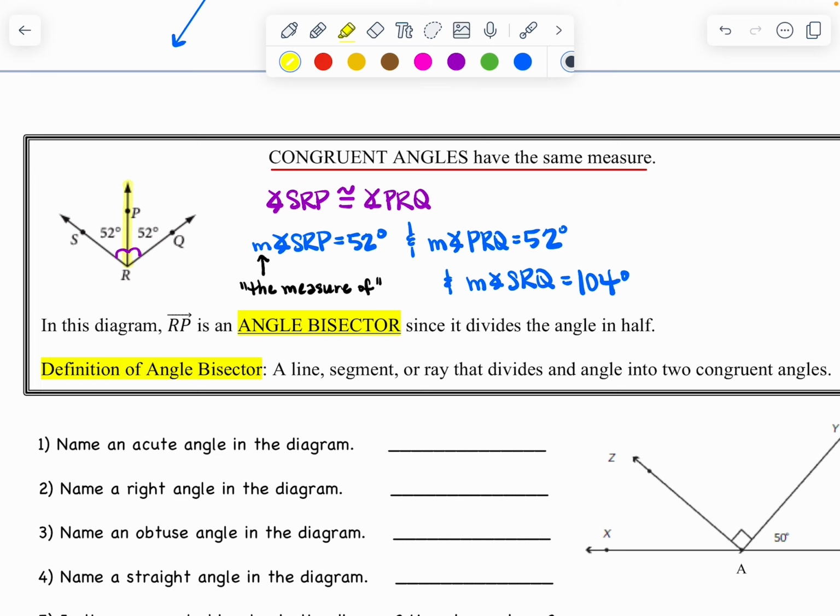It could be a line, it could be a ray, it could be a segment, right? It doesn't have to be a ray. You could cut, if you wanted to, this could cut all the way through like this and be a whole line, right? As long as it's cutting that 104 degree angle in half.